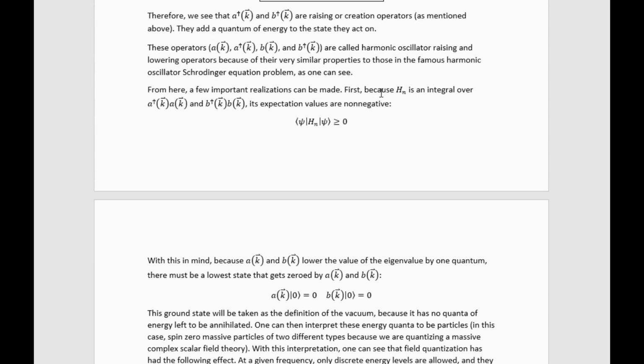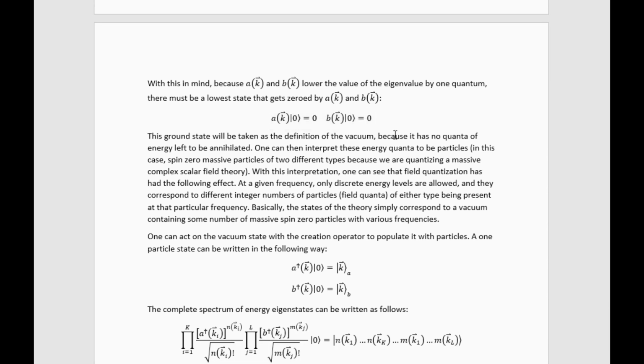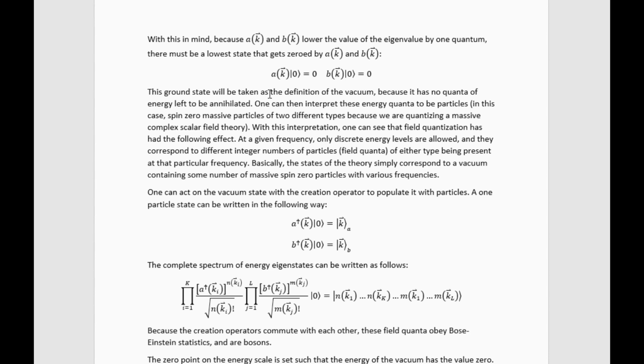These operators are called harmonic oscillator raising and lowering operators because of their very similar properties to those in the famous harmonic oscillator Schrödinger equation problem, as one can clearly see. From here, a few important realizations can be made. First, because Hn is an integral over a sum of these two products, its expectation value must be non-negative, clearly. With this in mind, because A of k and B of k lower the value of the eigenvalue of the Hamiltonian by one quantum, there must be a lowest state that gets zeroed by A of k and B of k. So we have these two statements. This ground state will be taken as the definition of the vacuum because it has no quanta of energy left to be annihilated by either annihilation operator.